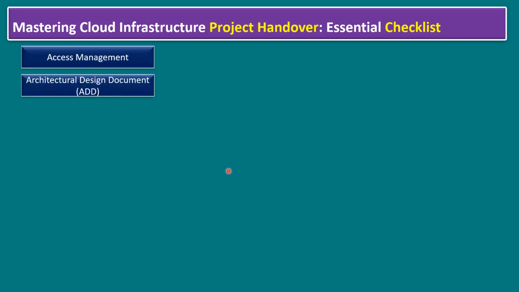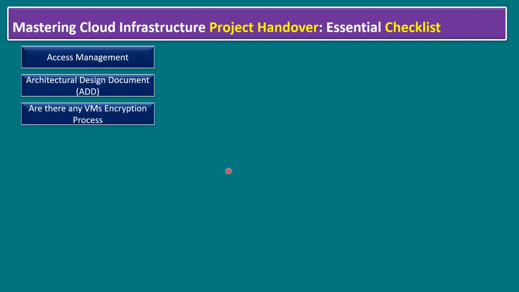Another key item is the architectural design document. As we are aware, every project has initial days, which we call day zero, and then day one, day two, day three, and so on. Day zero generally is the initial solution design stage. During the solution design stage, we prepare an architectural design document. That document will have a complete overview of our project design. This is also one key document.